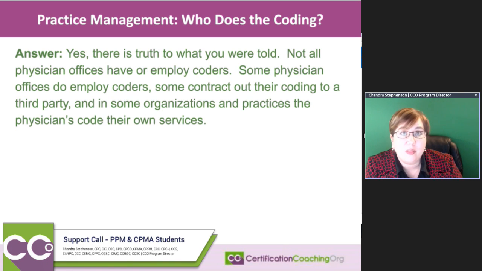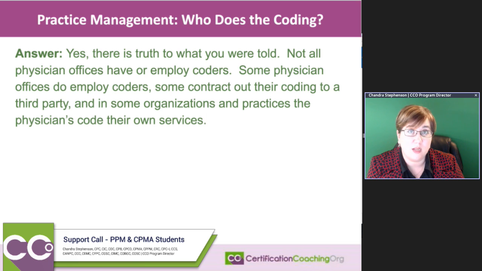The answer is yeah, there's absolutely truth to this. Most physician offices, I won't say most, I will say not all physician offices employ a coder, period. Some physician offices do employ coders. Some outsource their coding services to a third party. Some organizations and practices, the physicians are responsible for their own coding. They actually have to code their own services, and there's just somebody on the back end that works denials.